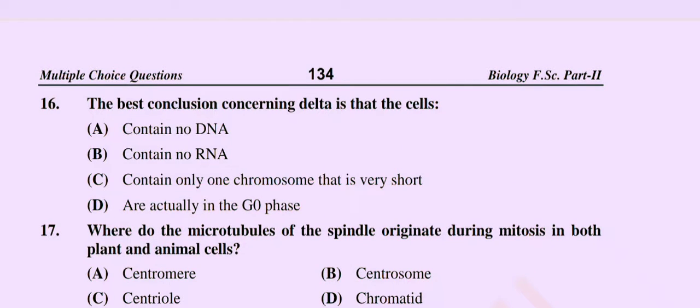Today we will discuss from question number 16. The best conclusion concerning delta is that the cells: option A, contain no DNA; option B, contain no RNA; option C, contain only one chromosome that is very short; option D, are actually in the G0 phase. So the correct option is option D, are actually in the G0 phase.